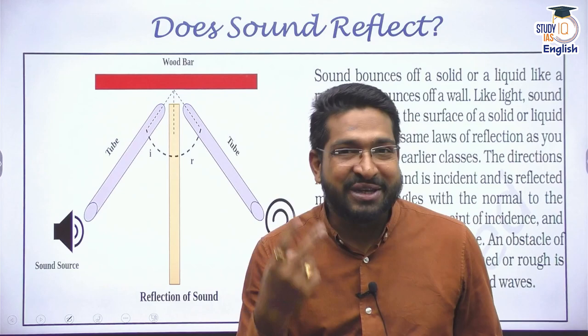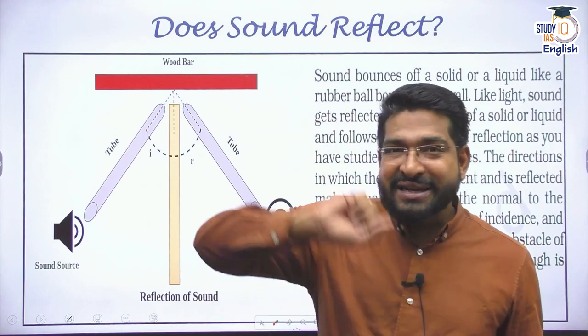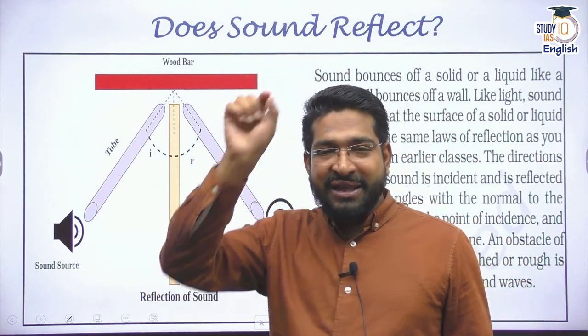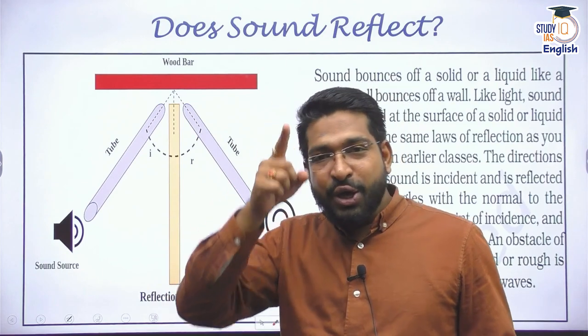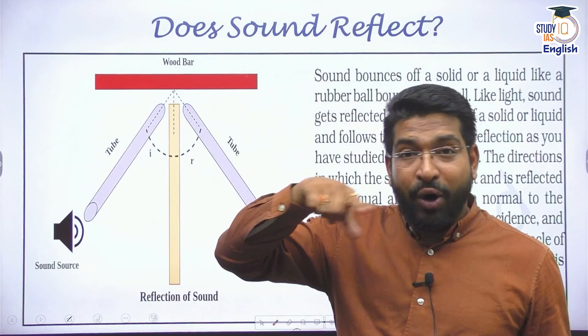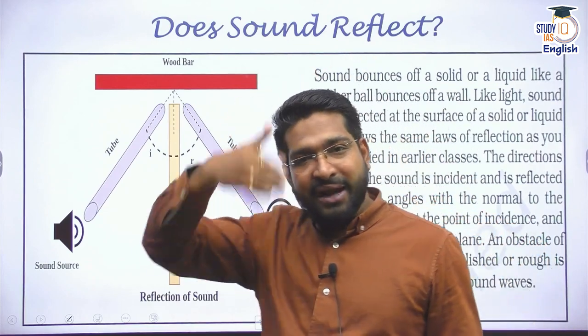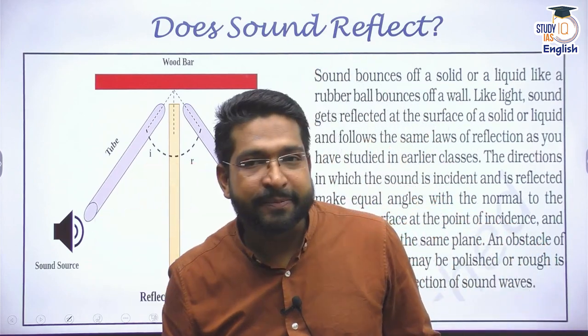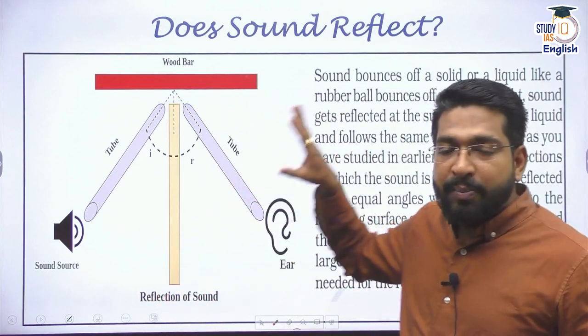There are two laws of reflection. First, the incident light and the reflected light have equal angles to the reflecting surface, and all three, the incident ray, the reflected ray, and the normal, lie in the same plane. The same laws also apply to sound.